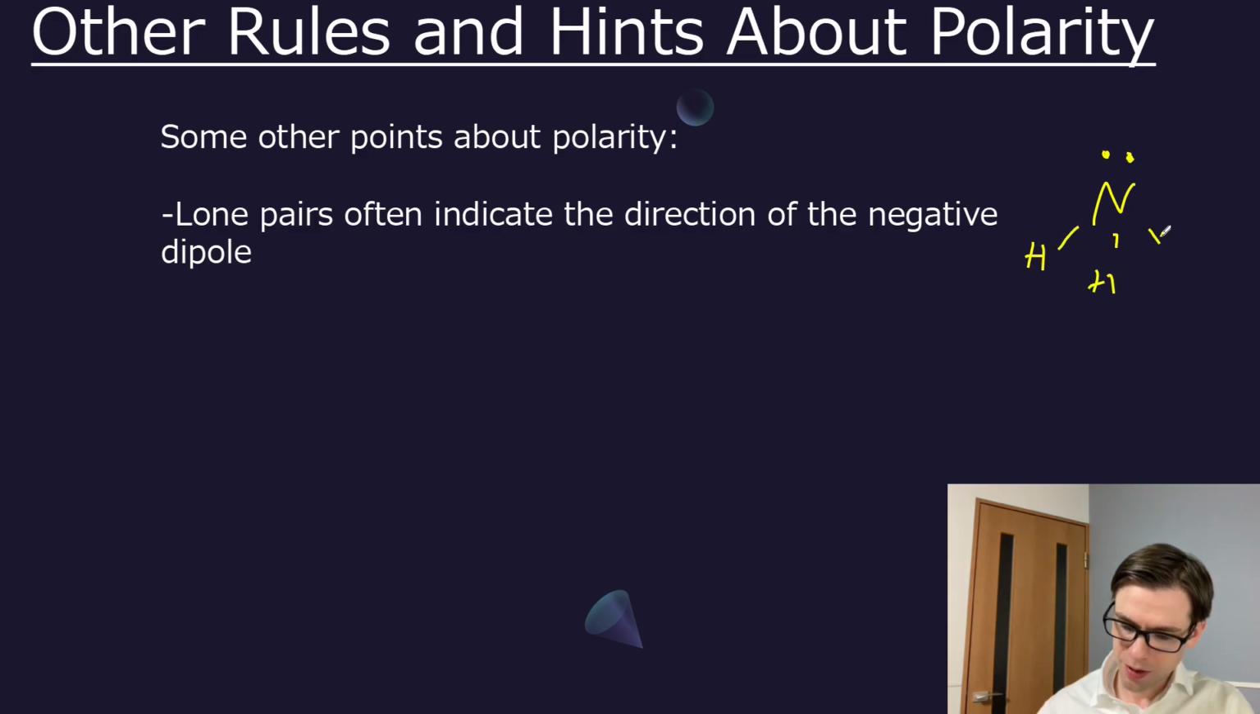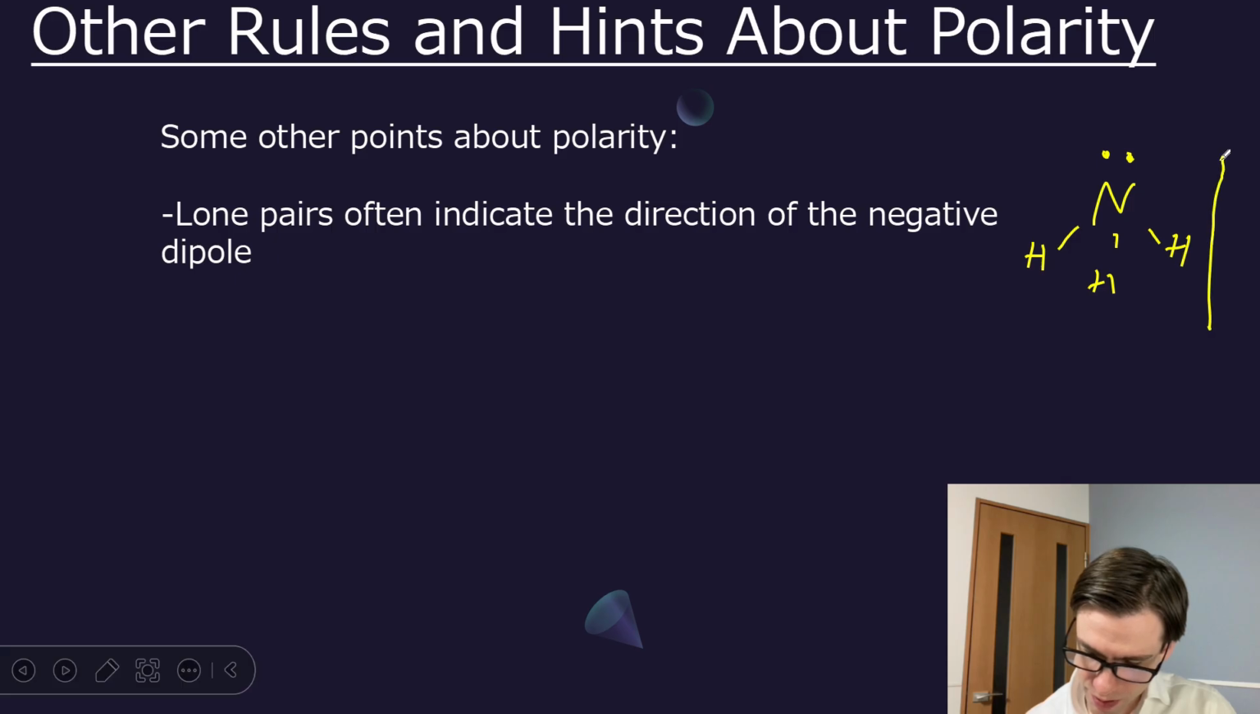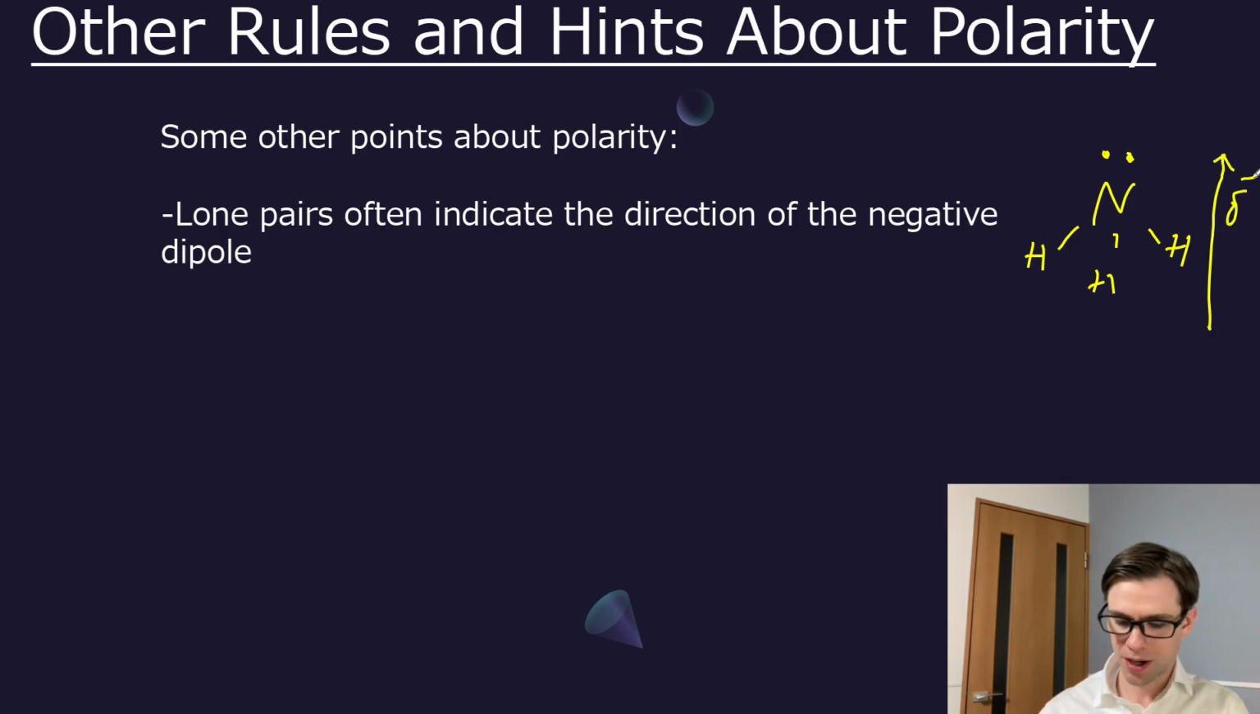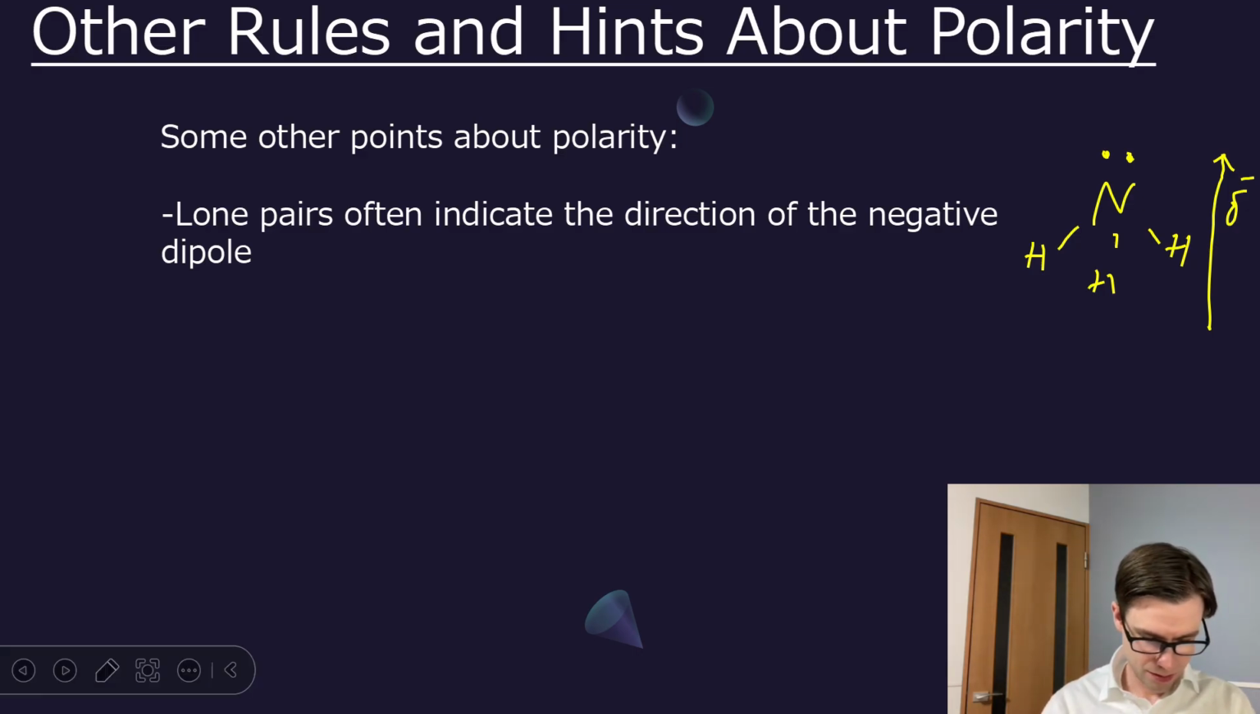And then it doesn't even really matter what's underneath. Very likely this dipole is going to be just towards that lone pair. You'll often get the same result. All right, what other points do we have?